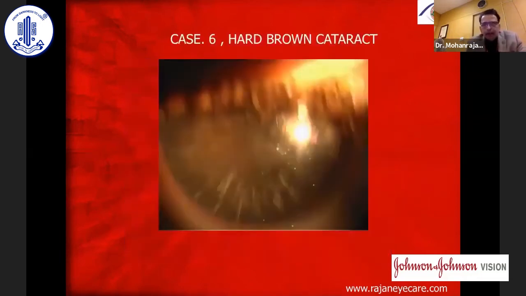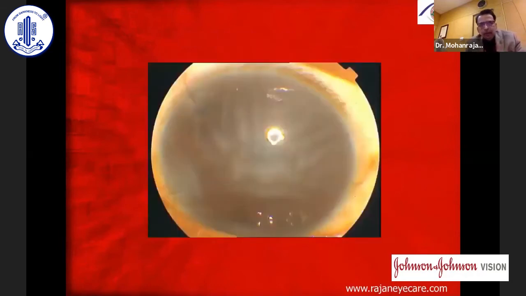Again, in a hard brown cataract, you need to make sure the cornea is very crystal clear. One of the principles of refractive cataract surgery is to make sure the cornea is very clear.